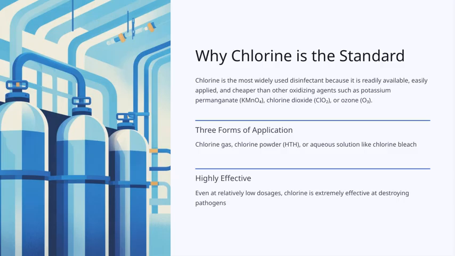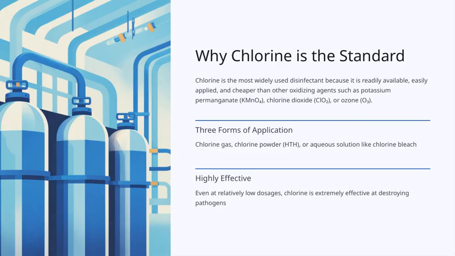Let's talk about why chlorine is considered the standard in disinfection. Chlorine is the most widely used disinfectant, and there are a few reasons for that. First, it's readily available, meaning it's easy to access and distribute where needed. Second, it's simple to apply, whether you're treating water or surfaces. And finally, it's cost-effective, cheaper than other oxidizing agents like potassium permanganate, chlorine dioxide, or ozone. These factors make chlorine a practical choice for many applications.